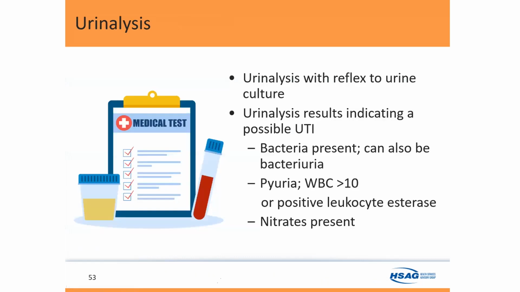Okay, so I'm going to talk about urinalysis. We've identified a resident who has signs or symptoms. Our next step is to order a urinalysis with reflex to urine culture. Then, results that indicate a potential UTI would be bacteria present, pyuria or white blood cells, or nitrites present. All right, next slide.